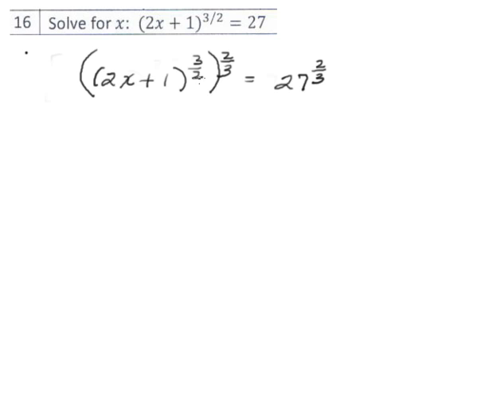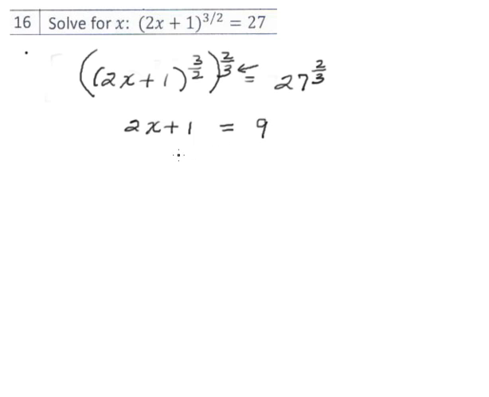Okay, now we multiply these exponents and the product is equal to 1. So that opens up the parentheses. Now we have 2x plus 1 to the 1. Now notice that since this denominator is odd, we did not have to take plus minus of both sides. This is the cubed root, so we did not do plus minus. Okay, so on the right-hand side, we have 27 to the 2/3. 27 to the 1/3 is 3, and 3 squared is 9.